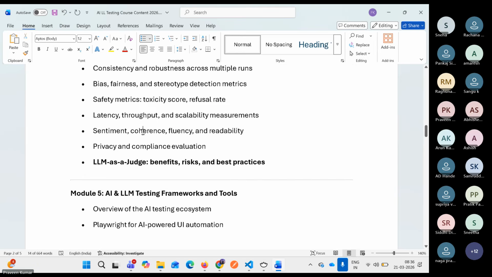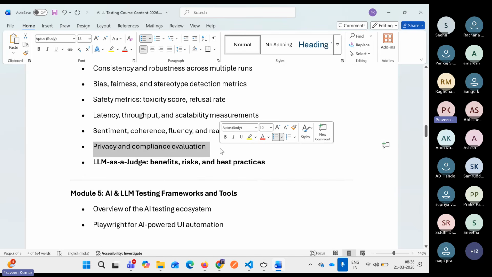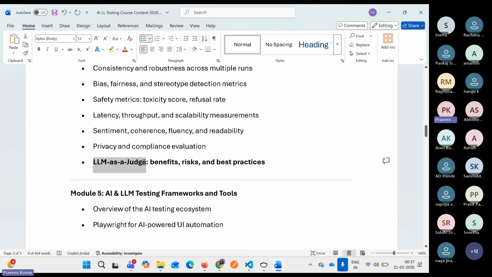Sentiment, fluency, readability, and some privacy compliance in terms of evaluation. LLM as a judge is the major thing that is being used. There are different types of testing, and you will understand inside the course the different ways in which you can test the AI LLM. One of the most powerful and most important is LLM as a judge.